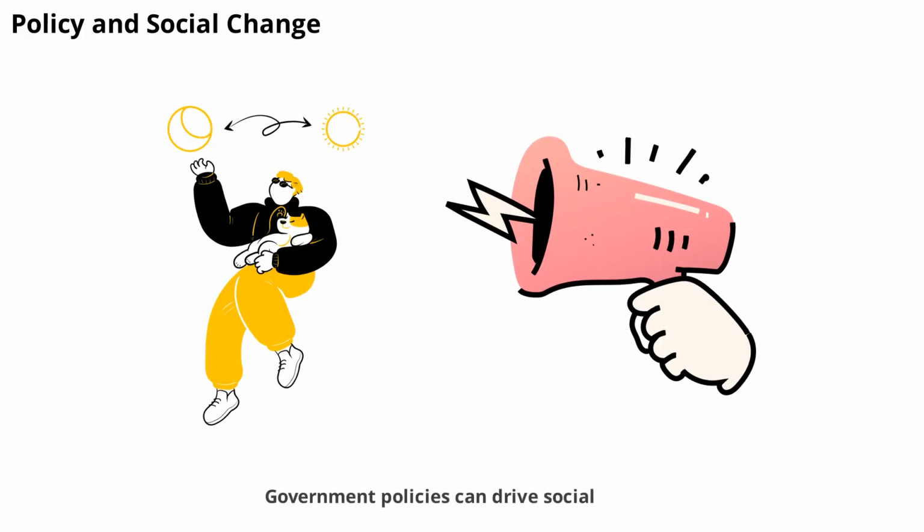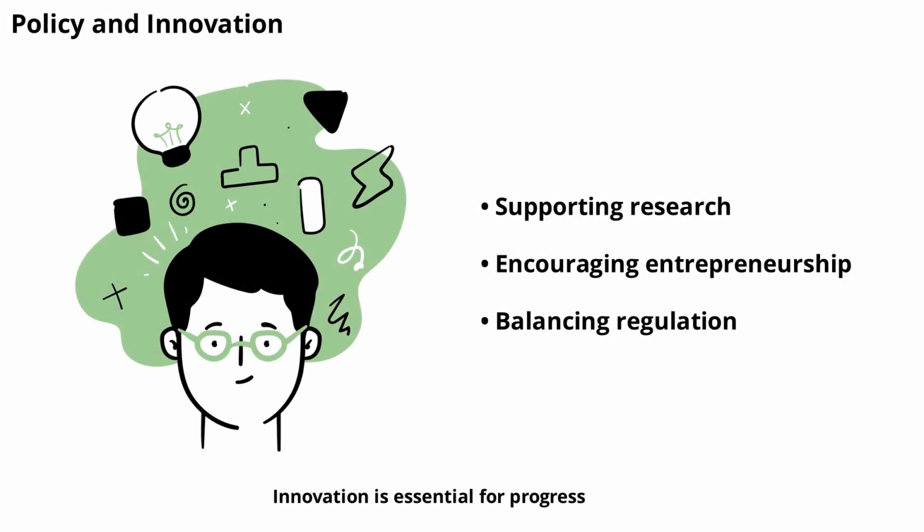Government policies can drive social change by addressing issues like discrimination, inequality, and civil rights. For example, policies promoting equal opportunity or protecting minority groups can help create a more just society. Social change often requires persistent effort and public support. Over time, effective policies can transform attitudes and behaviors, leading to lasting improvements. Innovation is essential for progress, and government policies can encourage or hinder it.